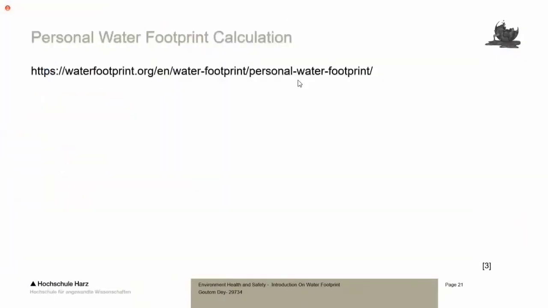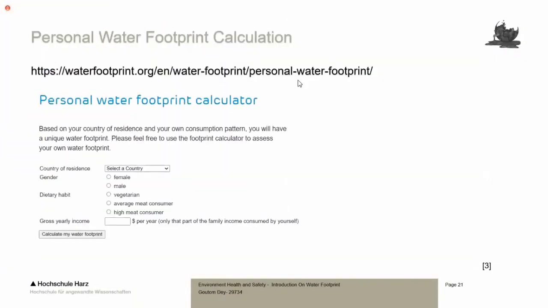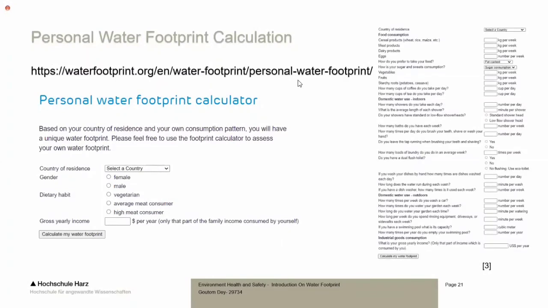So, how can we know our personal water footprint? For that, you can visit this link and find out. And there is also an advanced option where you can put in your food consumption, domestic water use and outdoor use and get proper data. In the slide, the picture is not clear, so I'm requesting you to please go to the link and find out yourself.